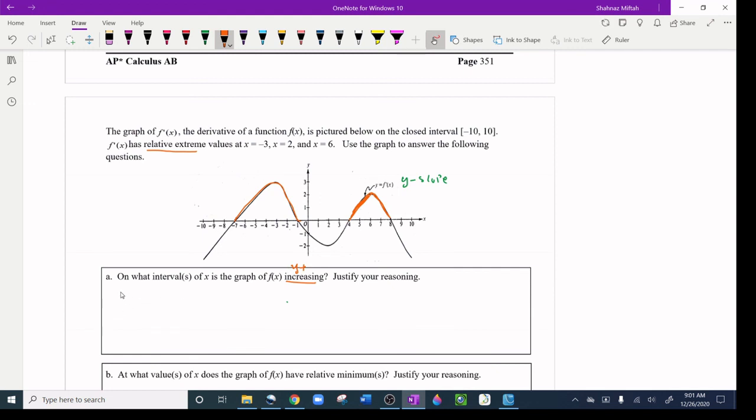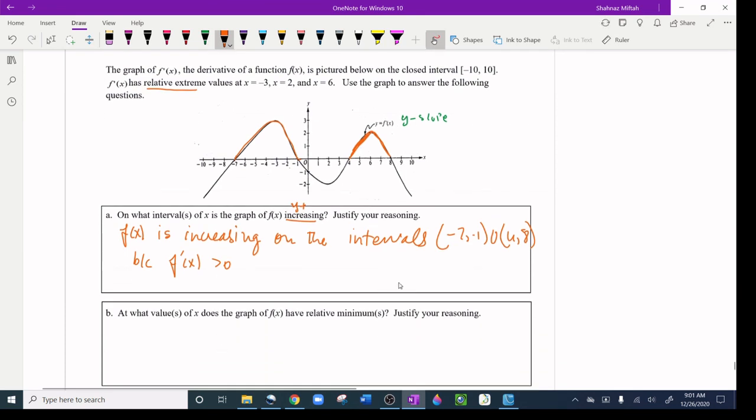So I'm gonna say f of x, I'm gonna pick the wording from the question. F of x is increasing on the intervals negative 7 to negative 1, and 4 to 8 because f prime x is greater than 0 because it's all positive.